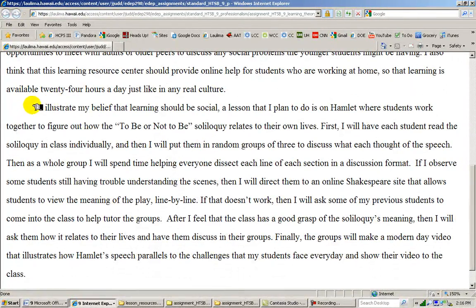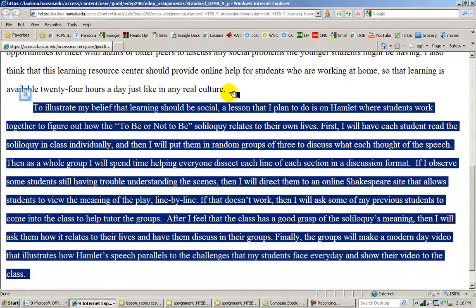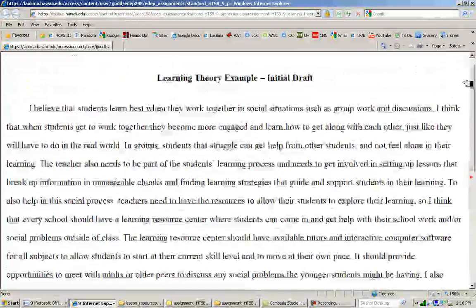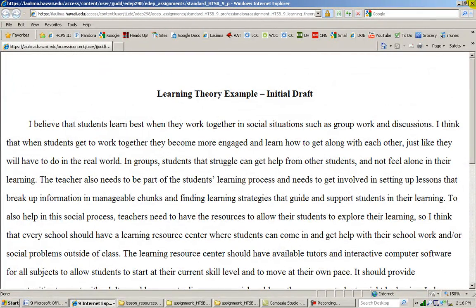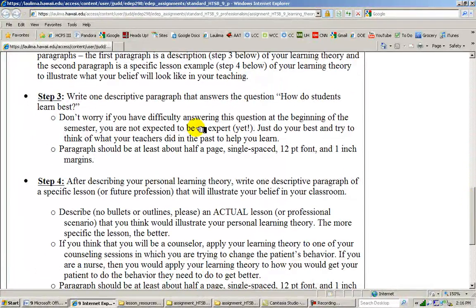In the second paragraph there's an actual lesson example in which you will talk about a specific lesson to illustrate this, and in this case it's a group discussion on trying to figure out what Hamlet is. If you're not in an education type profession, then you'll want to find something that will illustrate your patient or your professional scenario. So this is what we just did.